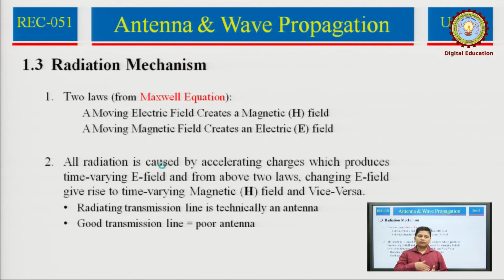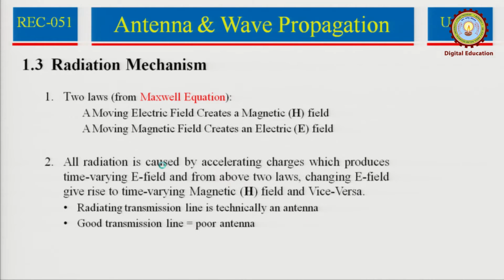So, how is it happening? Initially what we said: oscillation of charged particles, and how is it happening? Due to applied sinusoidal voltage. So, all radiation is caused by accelerating charged particles, though there are several other necessary conditions for radiation, which we will discuss later on. All radiation is caused by accelerating charges, which produce a time varying electric field, and as per Maxwell's law, a time varying electric field will give rise to a time varying magnetic field.